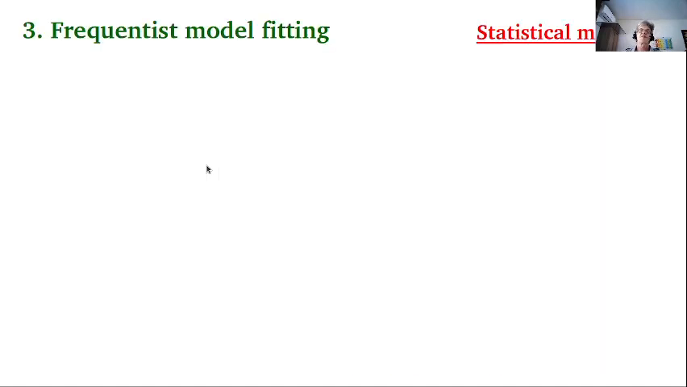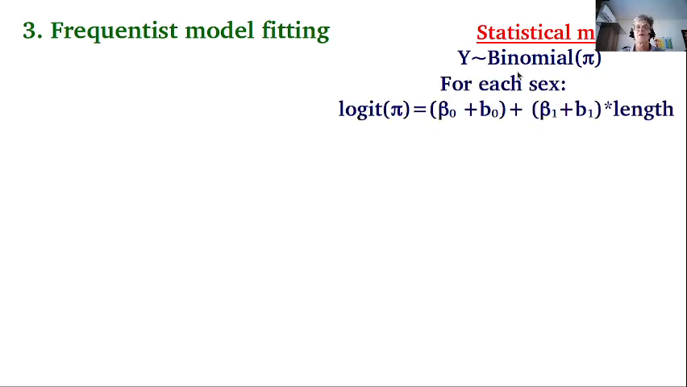So, the frequentist model fitting. The statistical model is that the response variable follows a binomial distribution, the only possible distribution whenever we have a binary response variable coded as 0s and 1s. And for each sex, we would estimate the logit of p. This is a link function.